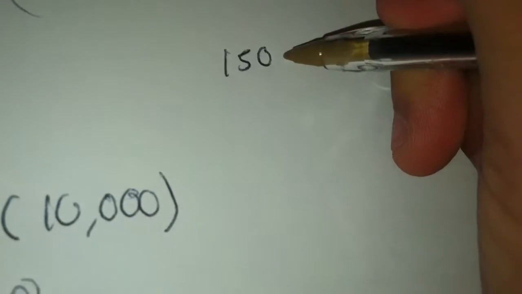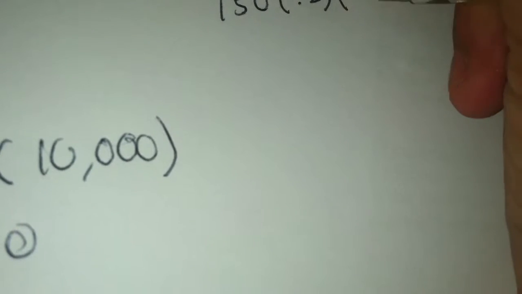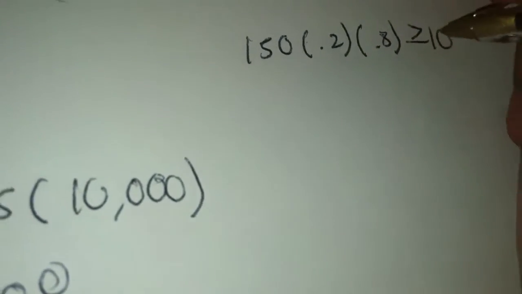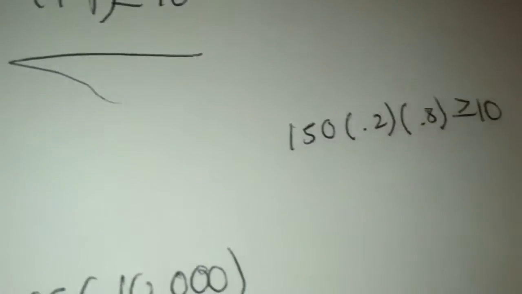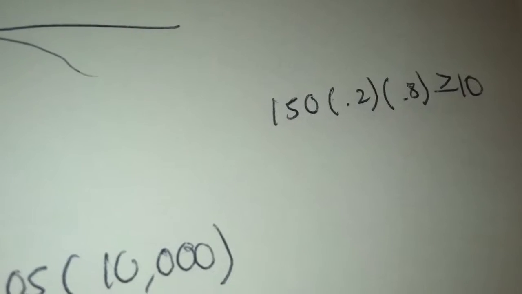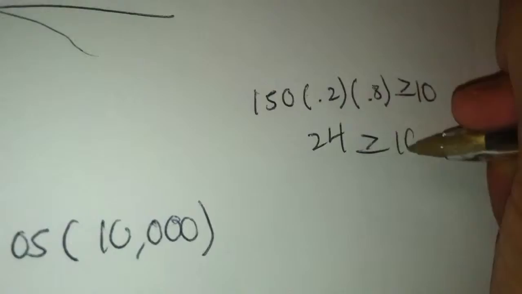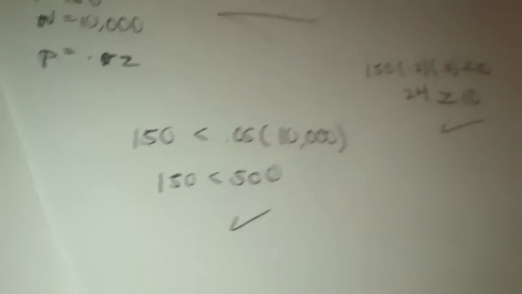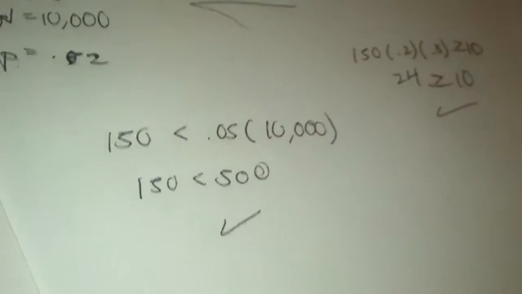Now we're going to do this one right here. So lowercase n equals 150, p is 0.2, and 1 minus p is 0.8. We go ahead and multiply this right here, so this is true as well. Since we plugged it in and they're both true, that means it is approximately normal.